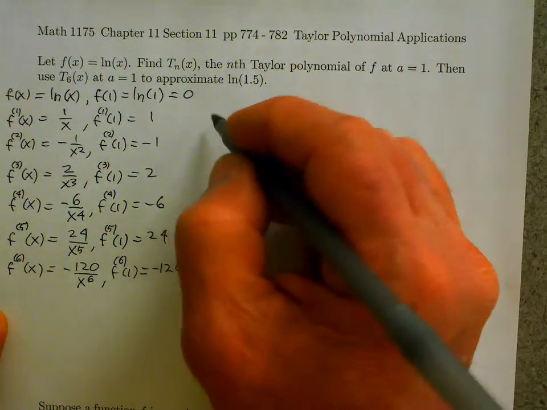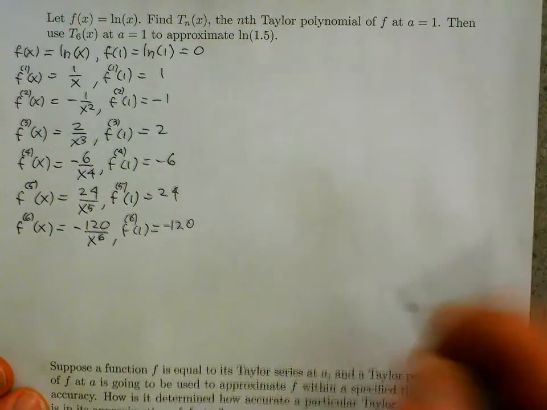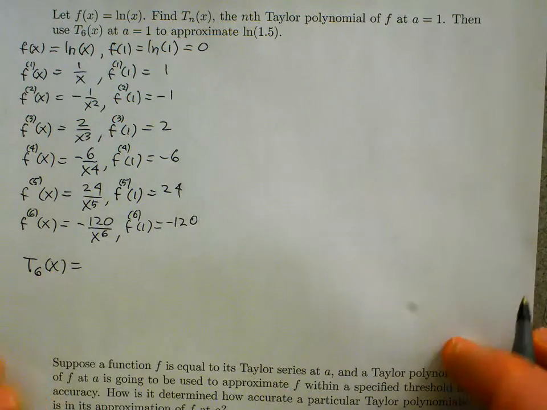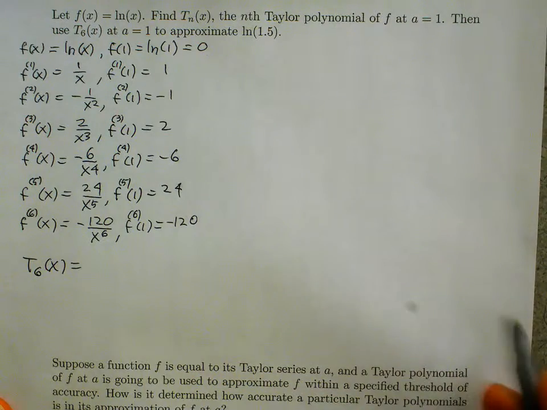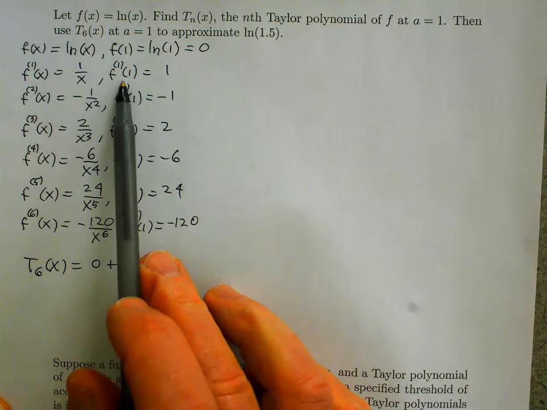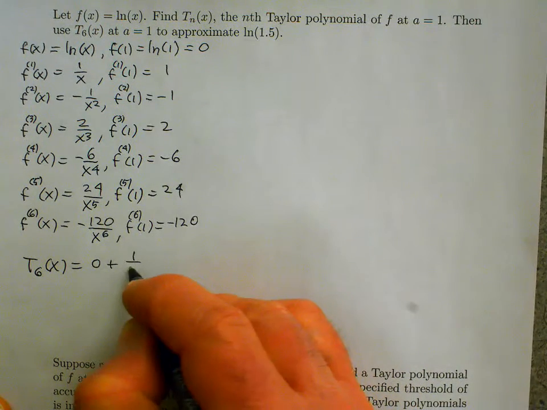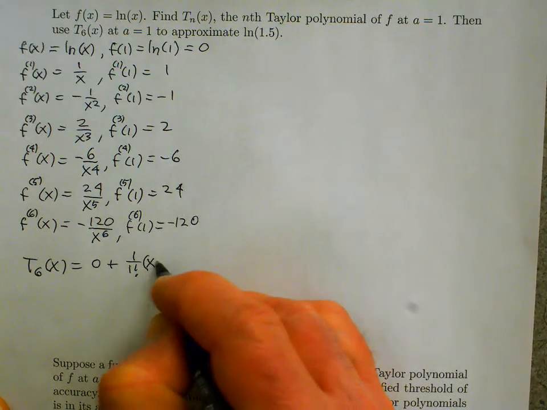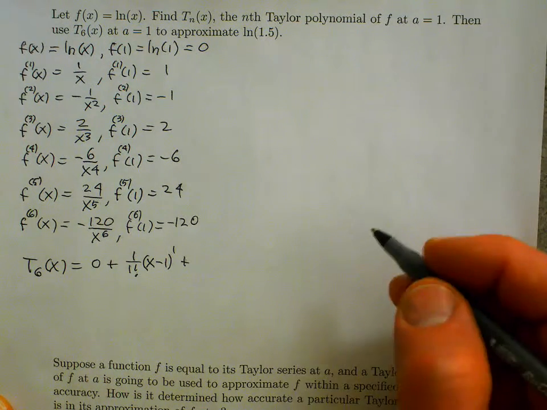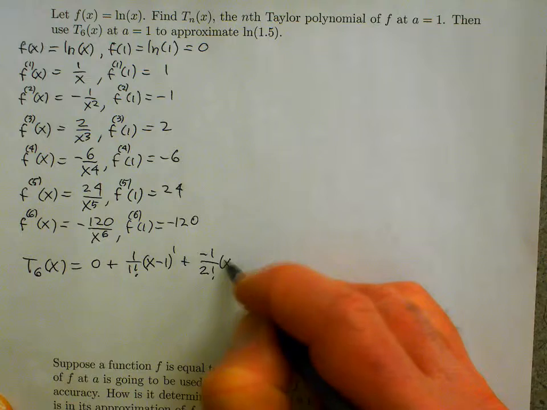Okay, so let's write down the degree 6 Taylor polynomial at a equals 1. So T sub 6 of x. Well, f of 1 is 0. I'll go ahead and write 0 just to remind us that the first term is 0. And then the next term, the first derivative evaluated at 1 is 1. So 1 over 1 factorial times the binomial x minus 1 to the first, and so on. The second derivative evaluated at 1 is negative 1, so we get plus negative 1 over 2 factorial times x minus 1 to the second.